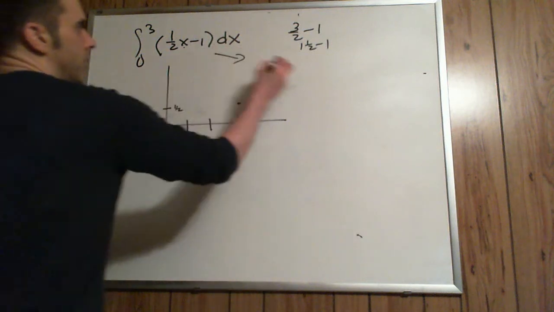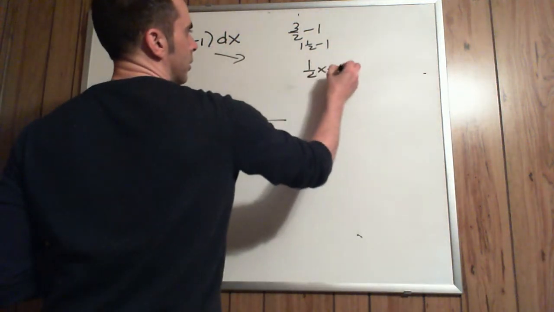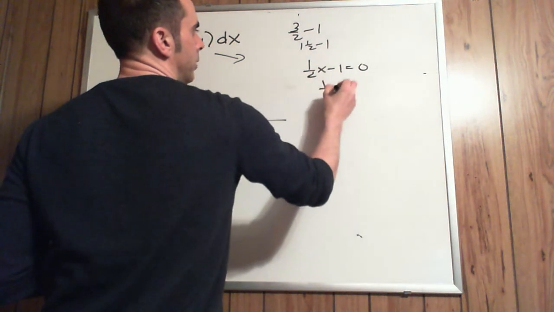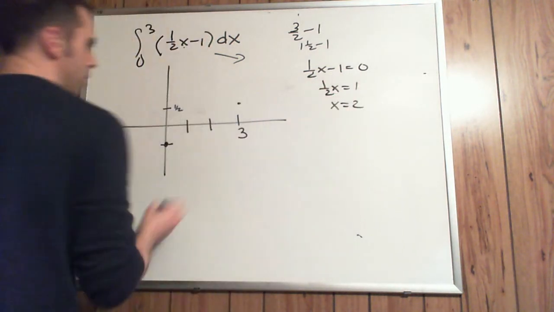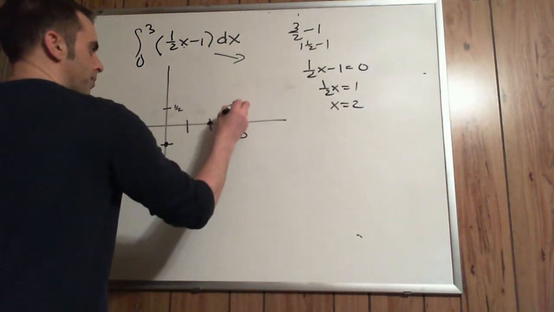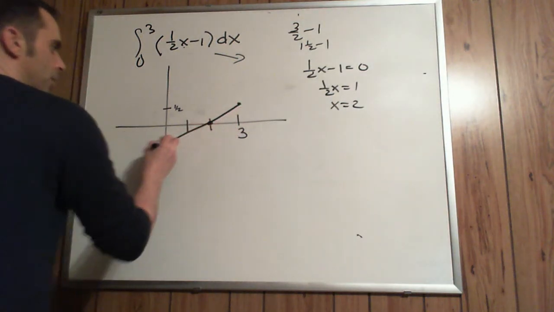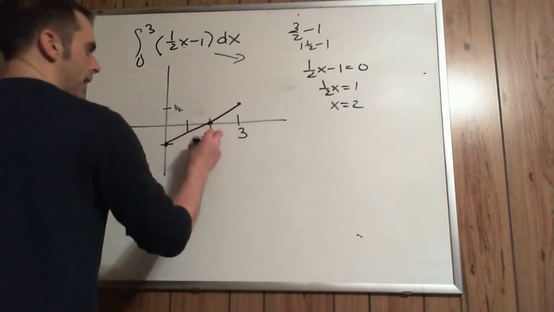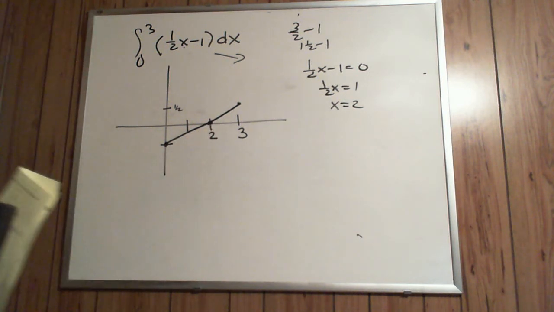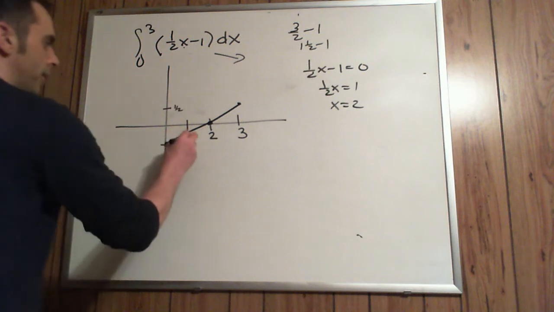So if you set this equal to 0, add 1, multiply each side by 2, you get x equal to 2, right here. And then when you connect like that, you get the line. So it's passing through the x-axis here at 2. And this is 1 right here.